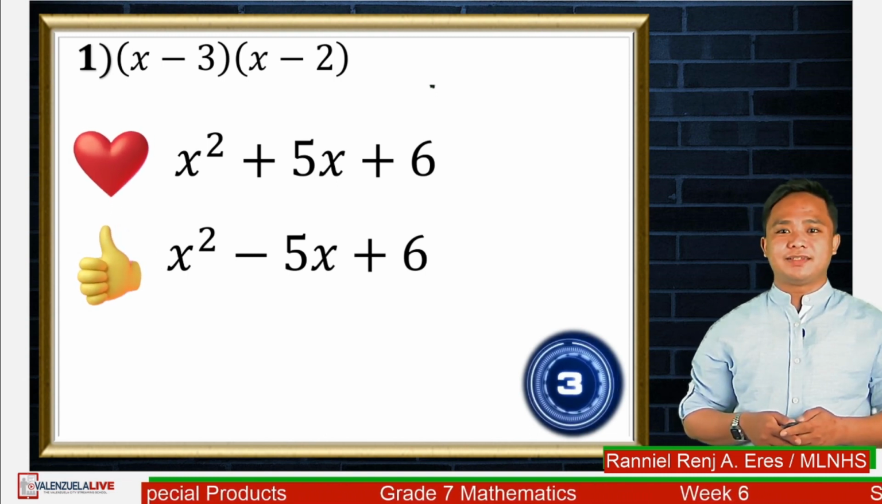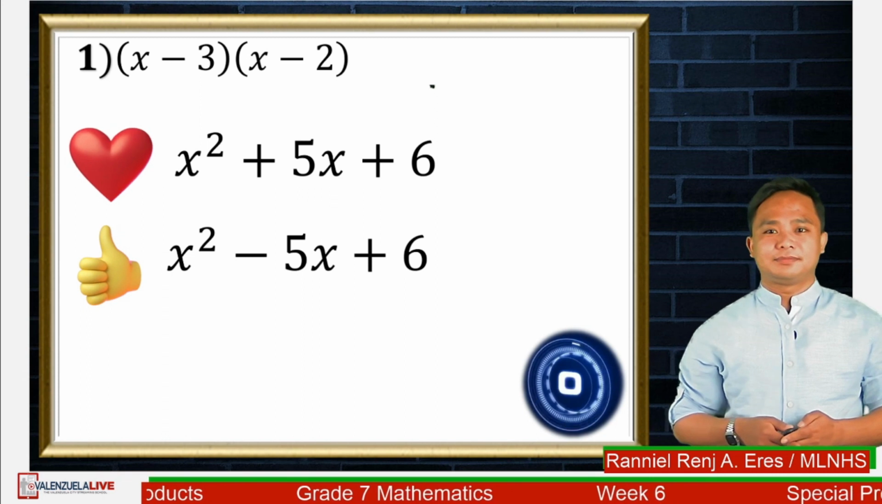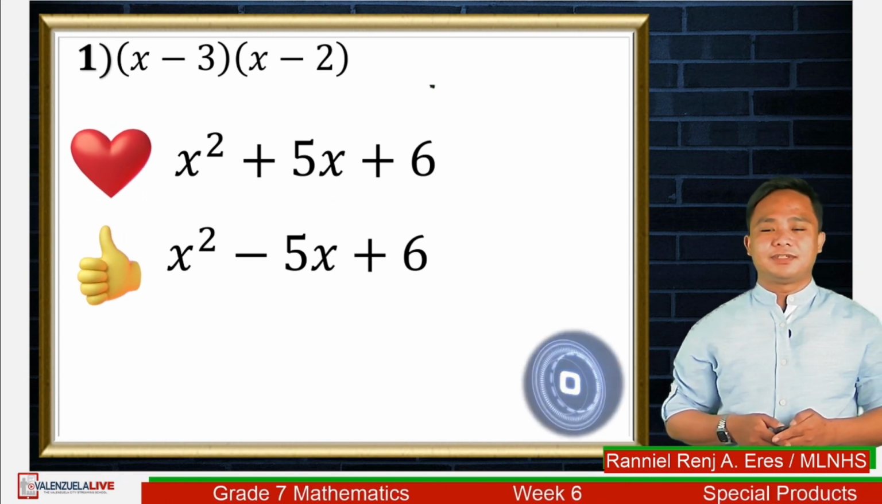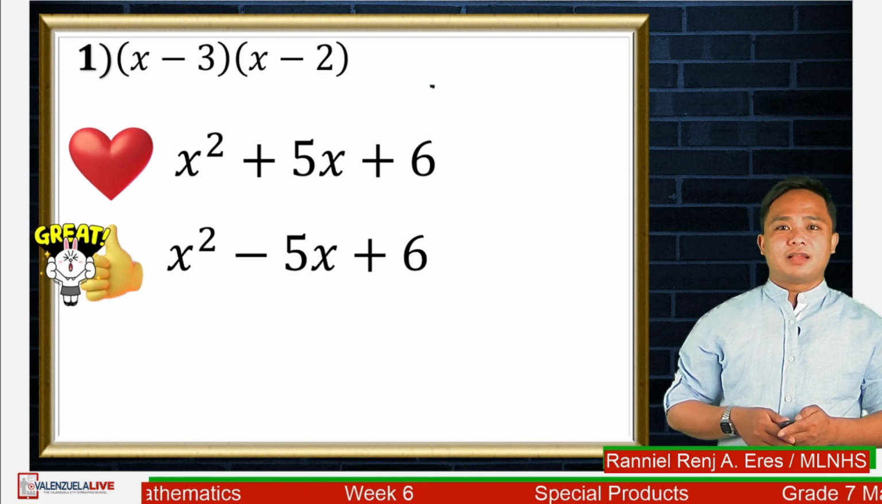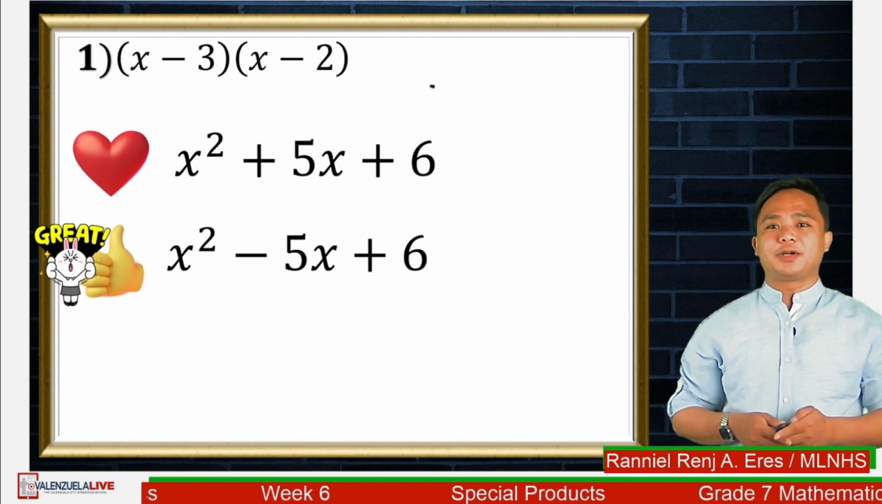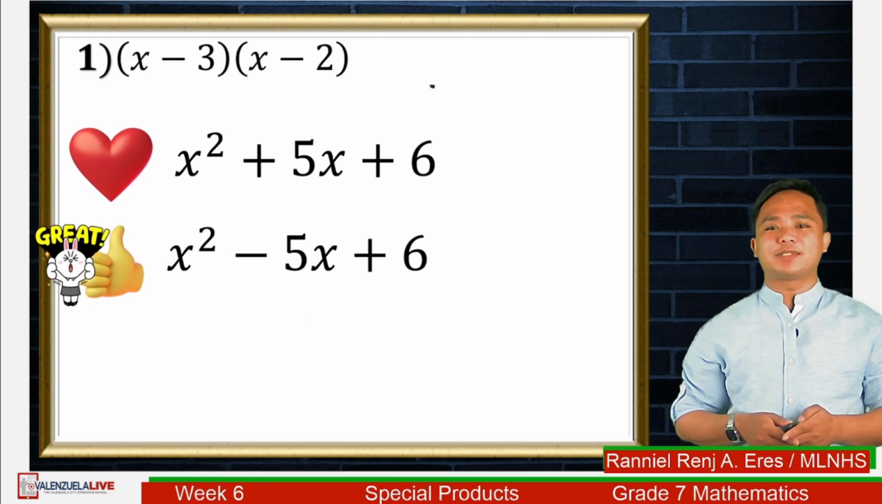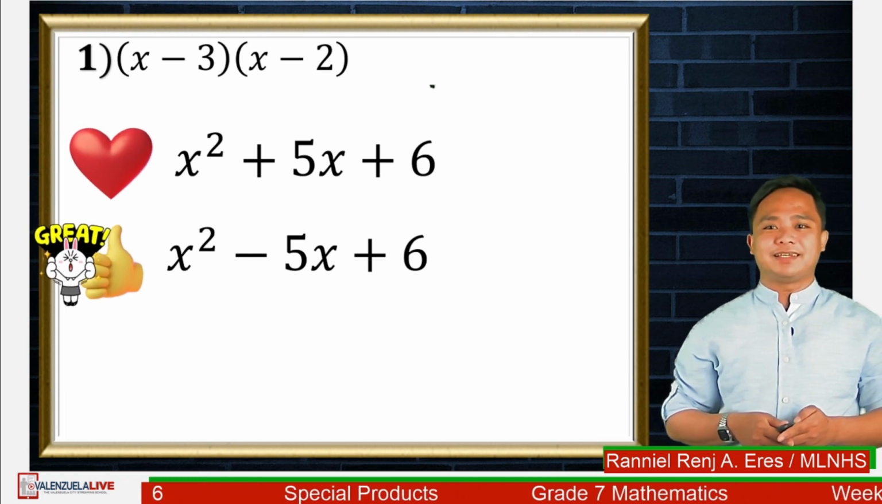Last 3 seconds. Okay, time's up. So if you clicked thumbs up, you are correct. That is x squared minus 5x plus 6.